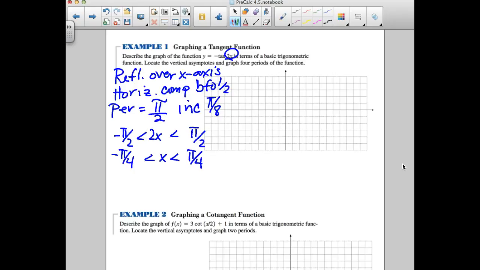Okay, so let's get our tick marks labeled. We want to go by pi over 8s. So this is going to be pi over 8, pi over 4. On the left side, we would have negative pi over 8 and negative pi over 4. And that's going to be 1 period. Go ahead and draw your vertical asymptotes in.